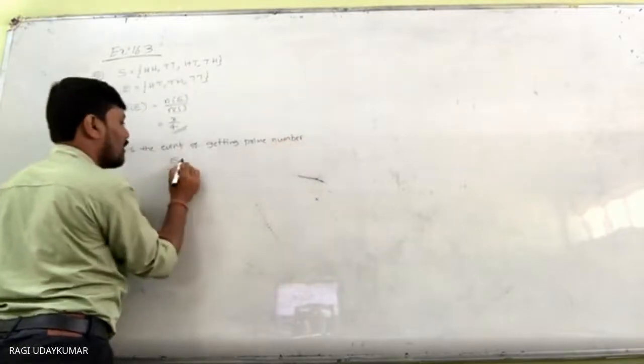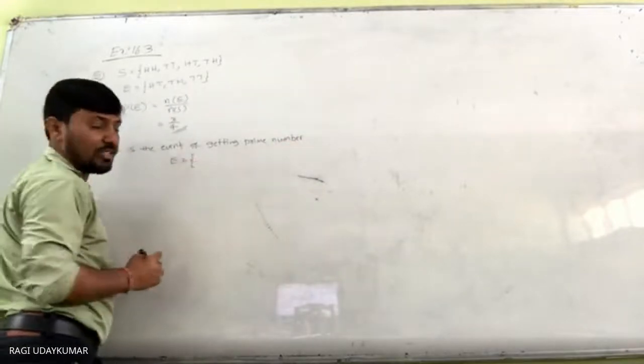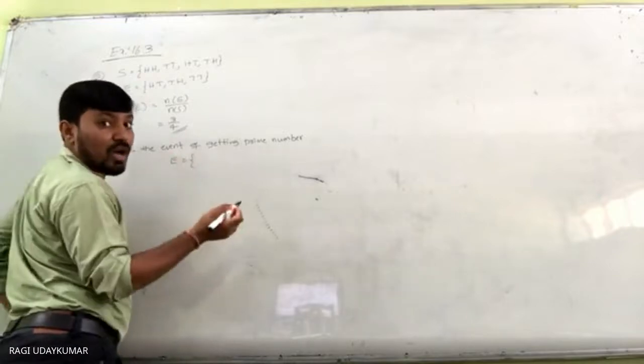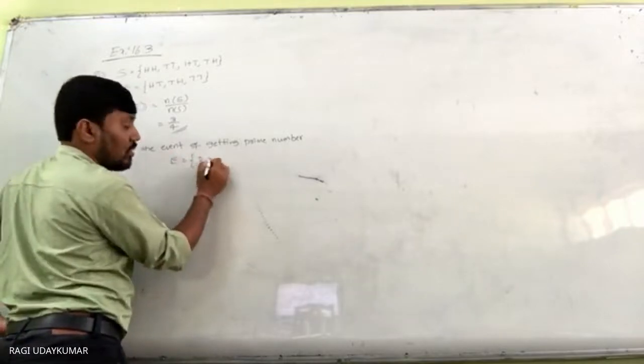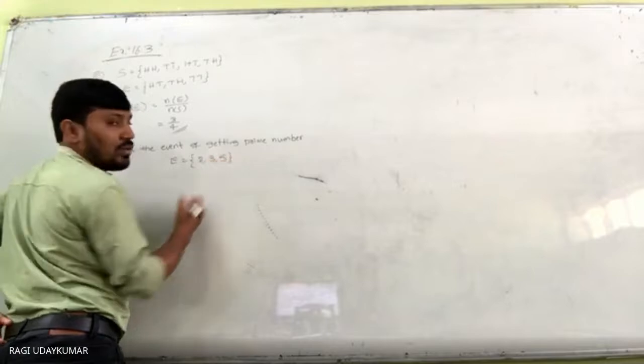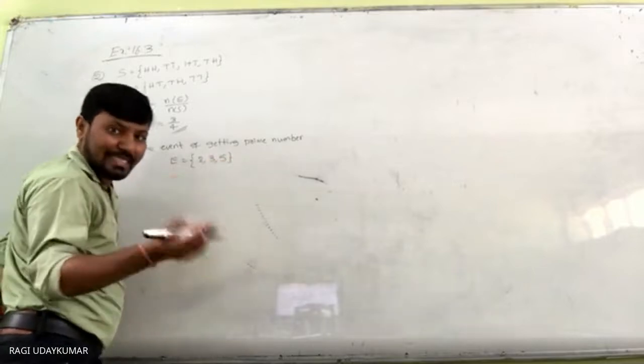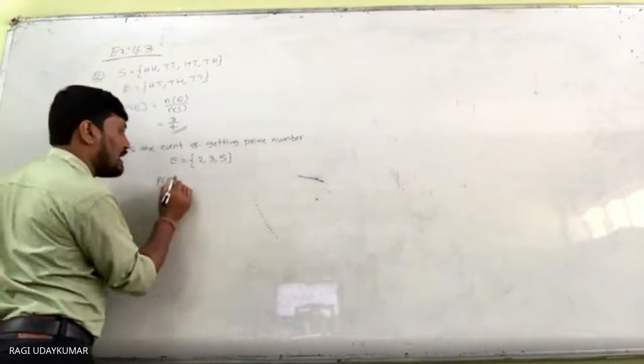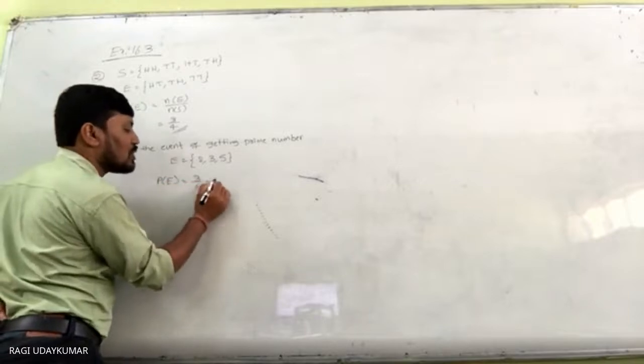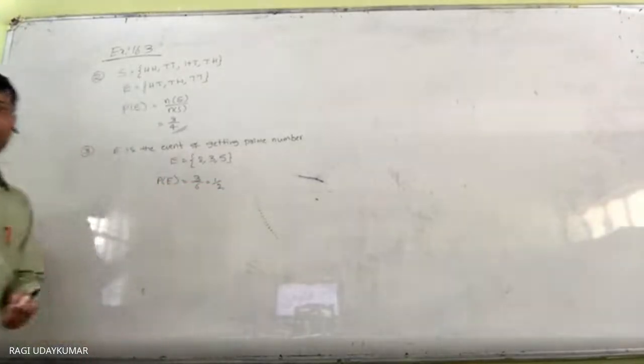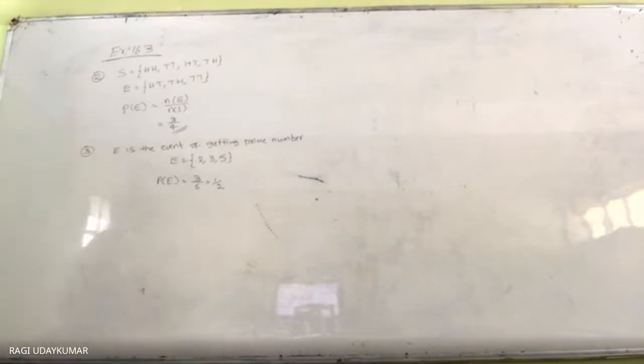So what are the outcomes of this event? What are the favorable outcomes of this event? 2, 3, 5. So total number of outcomes is 6. So probability of this event E is equal to 3 by 6, which is equal to 1 by 2. So like that, each and every question is given to you.